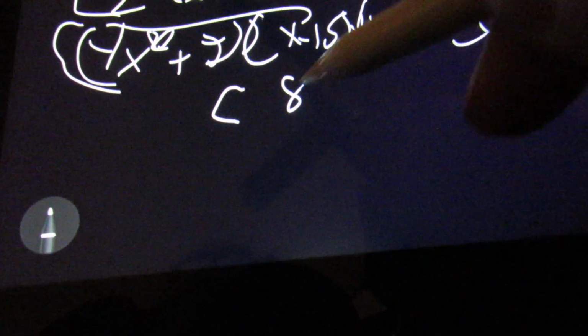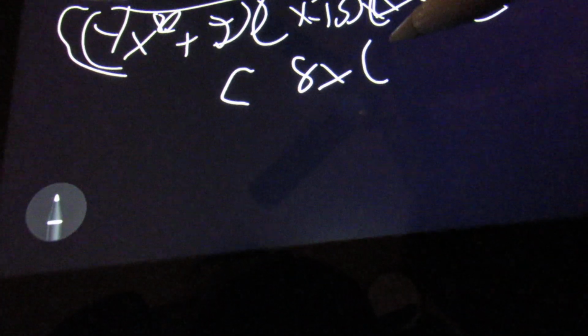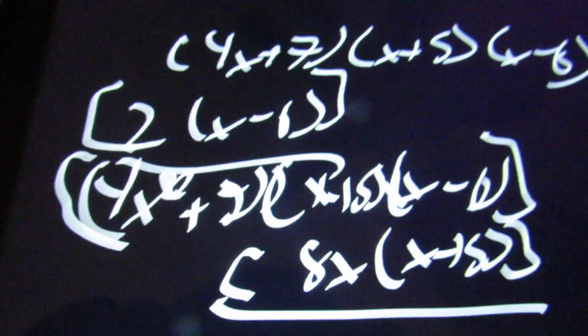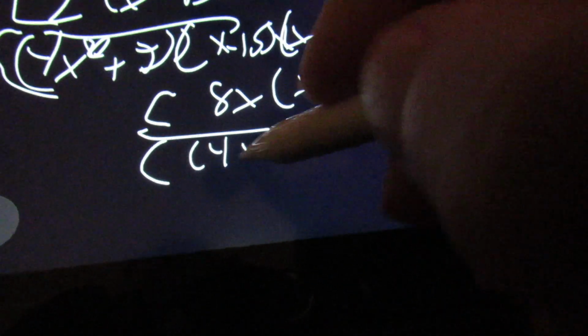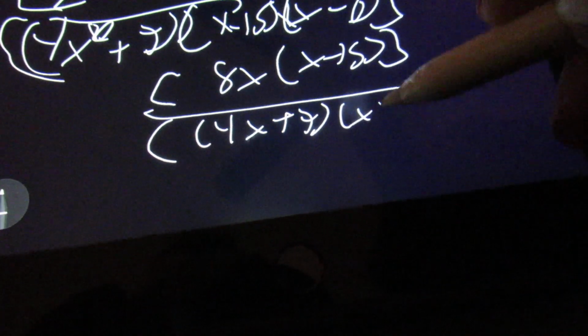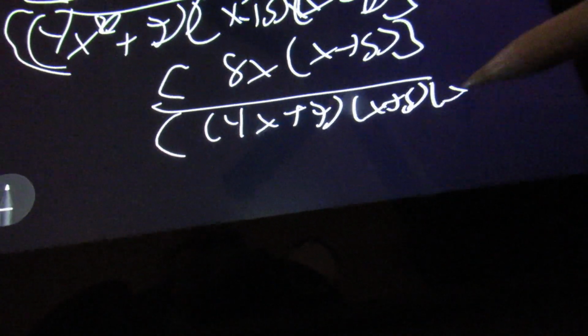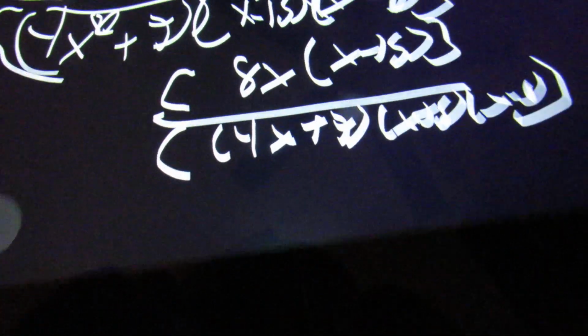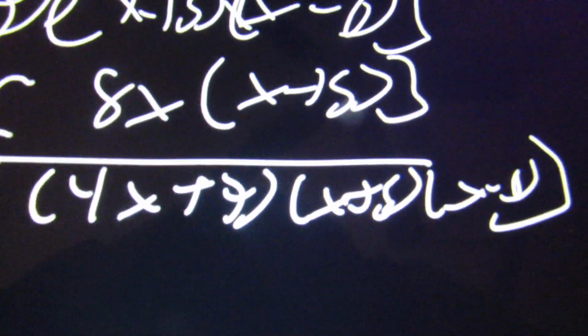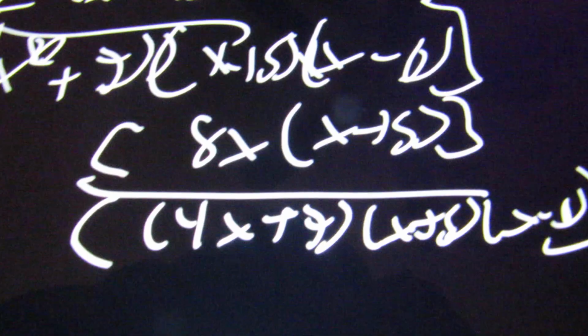So I'm just going to do the brackets this time. And you're going to have the 8x times x plus 5. And you're going to put the denominator that the question gives you, which is 4x plus 7, x plus 5, x minus 6. And that's all it is. That's all it's asking you to do on these questions.